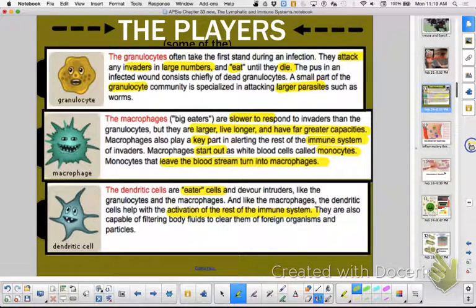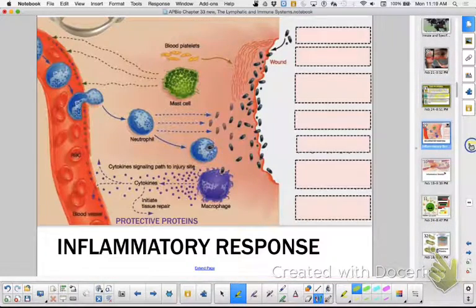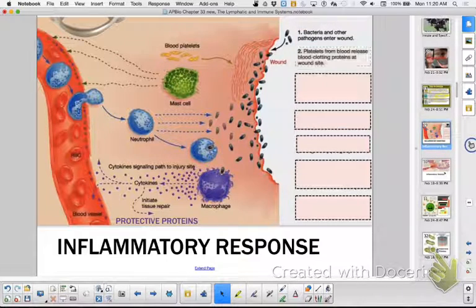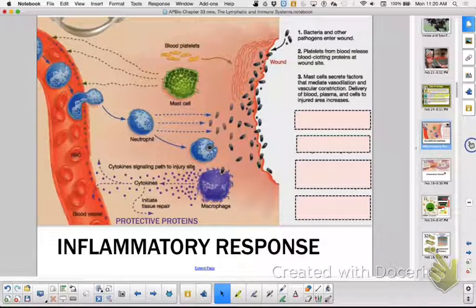All right, so let's look at putting it all together and how you have an inflammatory response. Let's say you've fallen and you skin your knee. In the process, all of these bacteria are starting to get into that wound on your knee. We've got blood platelets coming. What are they doing? Yeah, they're trying to get the blood to clot right there so you don't bleed out. Now, these mast cells will be triggered to release histamine.